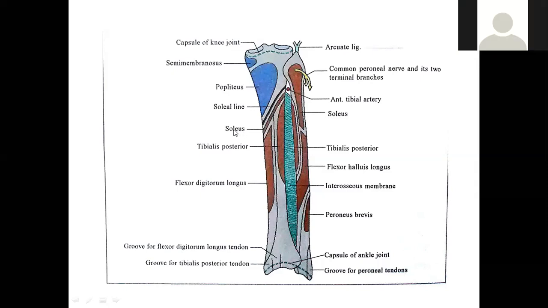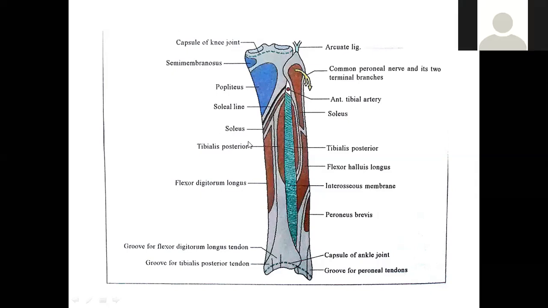Soleus. When you have dissected the lower limb, if you recollect, soleus looks like the sole of our chappals. Chappal sole it is. That's the reason it has been named as soleus. It looks like the sole of a chappal. That's why it is named as soleus.